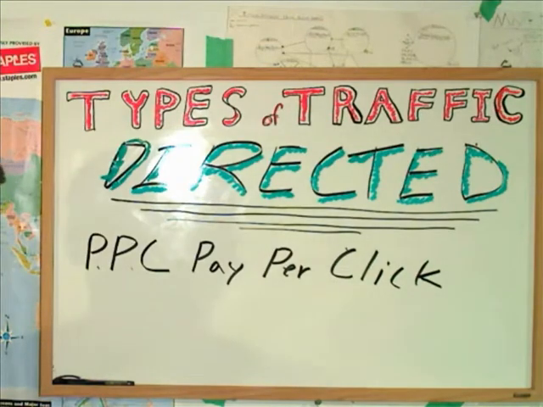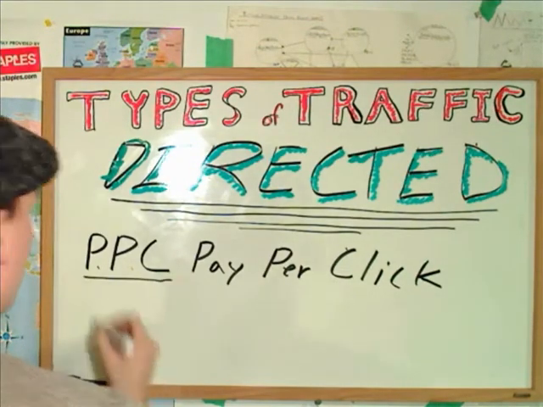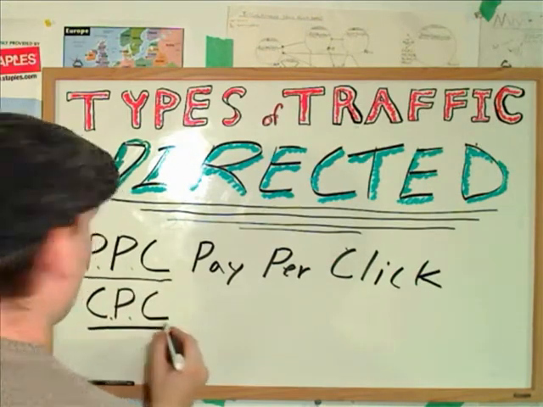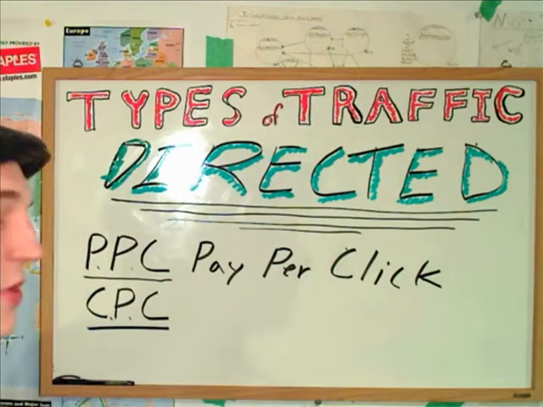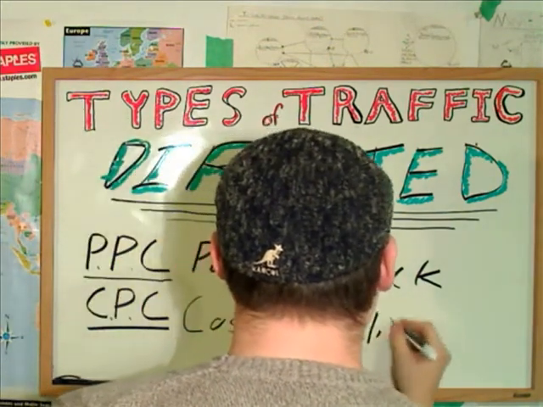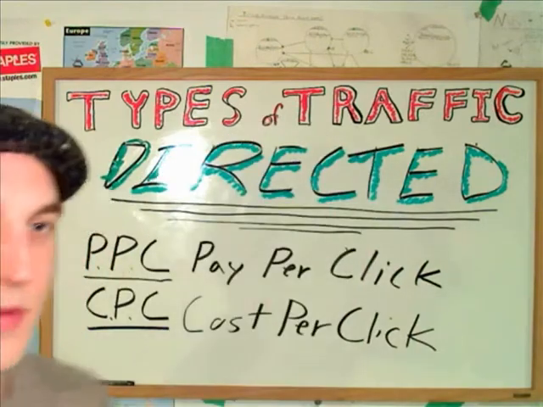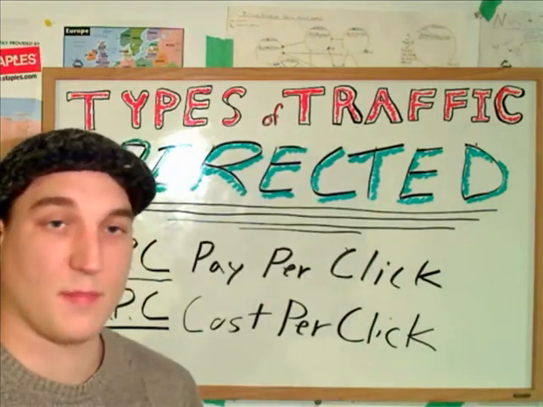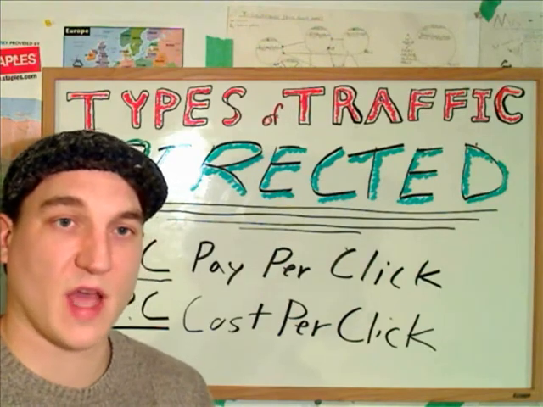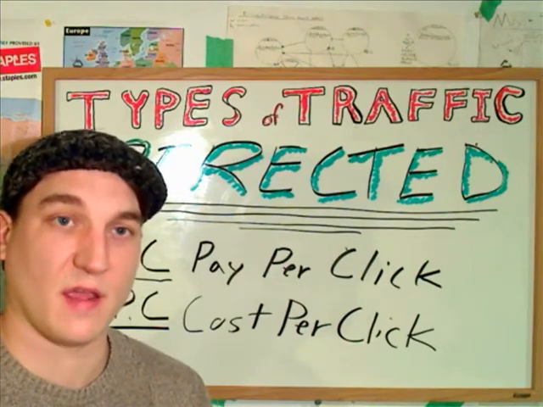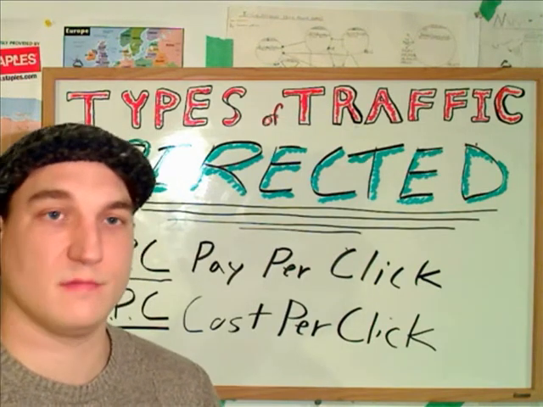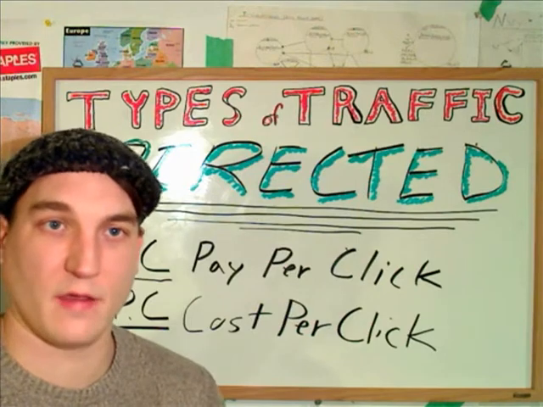Second acronym is CPC. This stands for cost per click. Now, the cost per click is based on a bid of what you're willing to pay per click, and usually that site will have a budget that you can set for the day, such as a quarter per click, not to exceed $20 for a day.